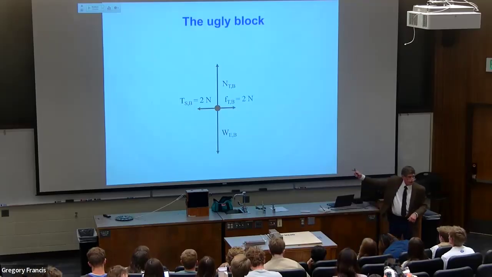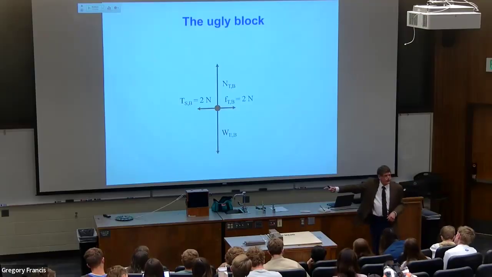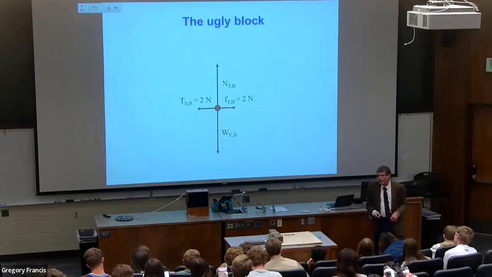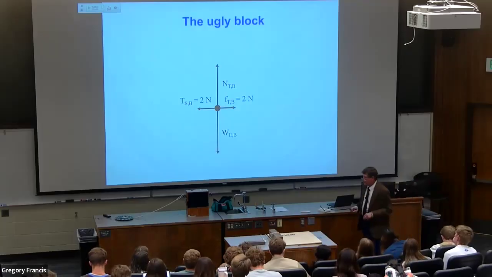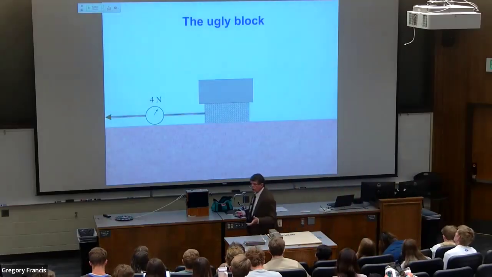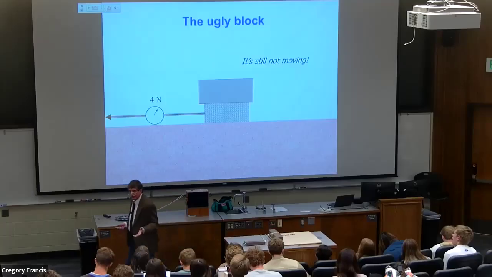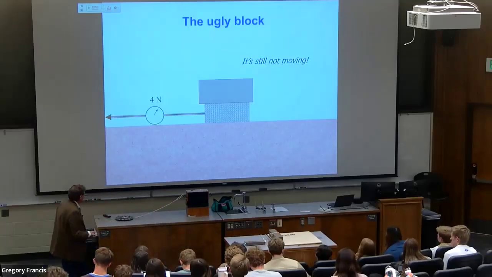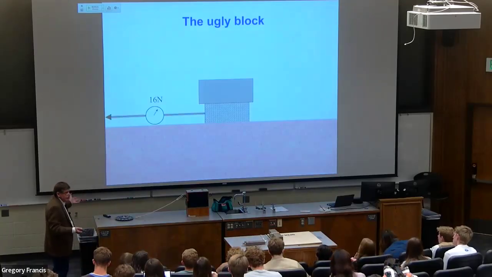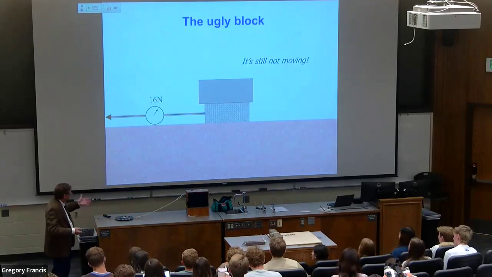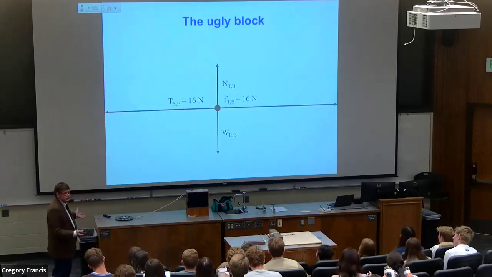By Newton's second law, with zero acceleration, if I'm pulling to your left with 2 newtons and it's not going anywhere, the friction force has to be 2 newtons. But I could also pull with 4 newtons and it doesn't go anywhere. In that case, the friction force would be what? Yeah, 4 newtons. I can pull with 16 newtons, and if it doesn't go anywhere, that means the friction force is 16 newtons.